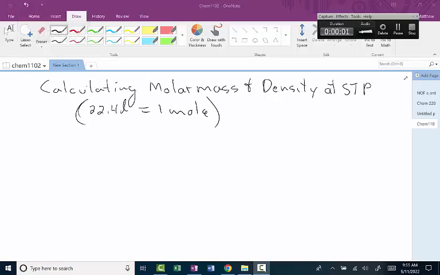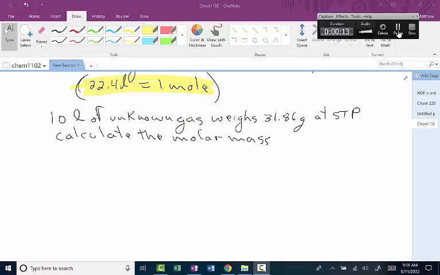In this video, we're going to show you how to calculate molar mass and density at STP using our shortcut. So I'm going to set up a problem here. So here's my problem. 10 liters of unknown gas weighs 31.86 grams at standard temperature and pressure. That is the critical part of this. Calculate the molar mass. So I write down what I know.